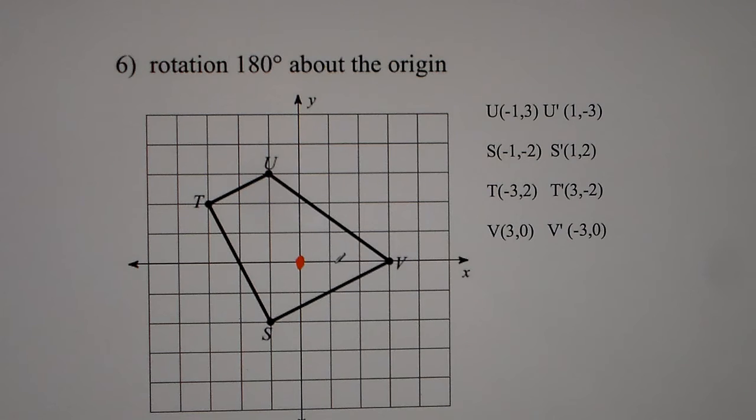We graph those coordinates, and we're going to see that it's going to fall right on top of each other. So 1 to the right, 3 down. There's our U prime. 1 to the right, 2 up is our S prime. T prime is 3 to the right, 2 down. And negative 3, 0, there's our V prime. We connect them. Those orange ones, and you see that rotated on itself. So it's okay if they overlap if the center of rotation is inside the figure or even on the figure.